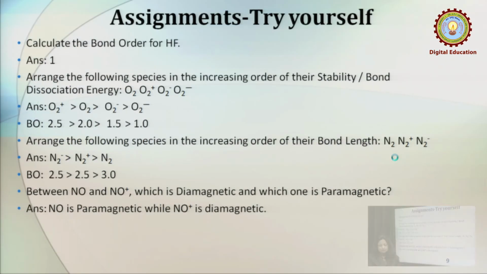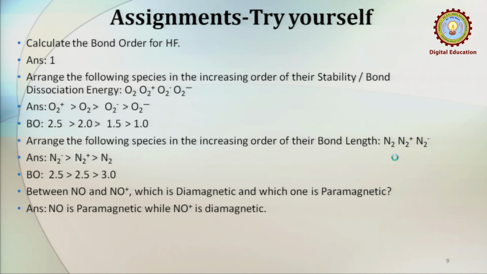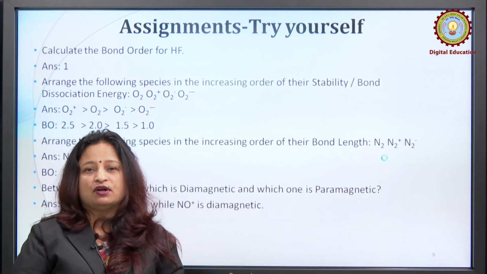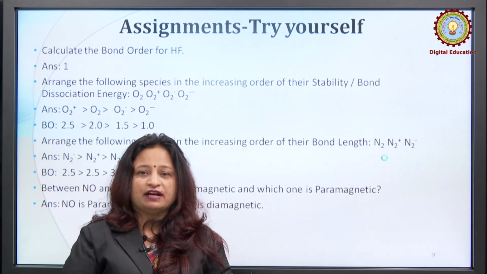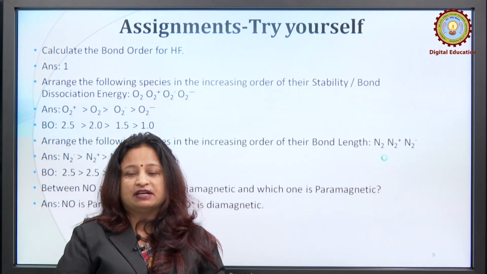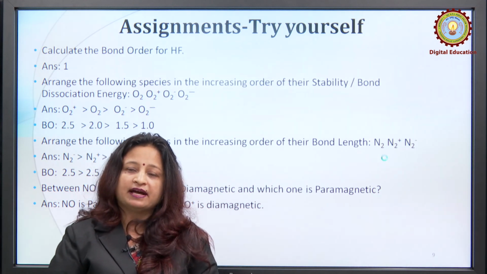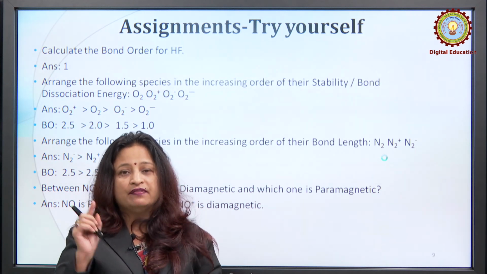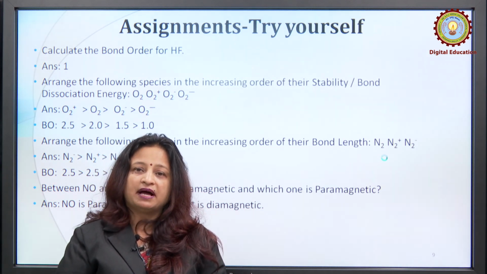Between NO and NO plus, which one is diamagnetic and which one is paramagnetic? This is also a very important question, because whenever we draw the molecular orbital diagram of NO, you can easily calculate the bond order, but it depends upon the presence or absence of unpaired electrons. If you go through the molecular orbital diagram, you will see that in case of NO, there is one unpaired electron present. That is why NO is paramagnetic.